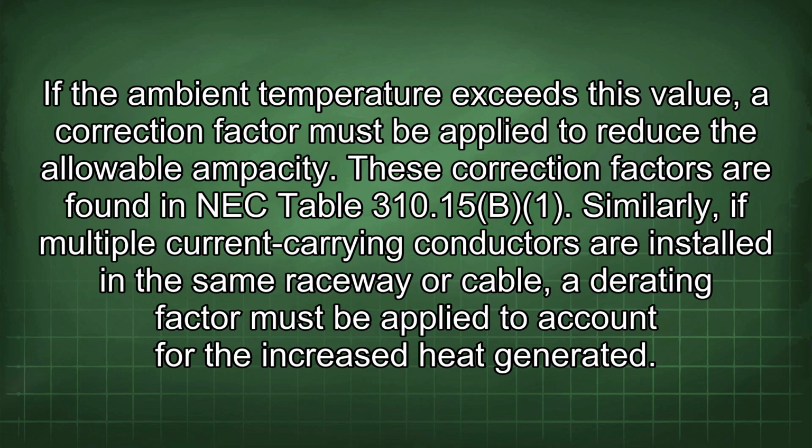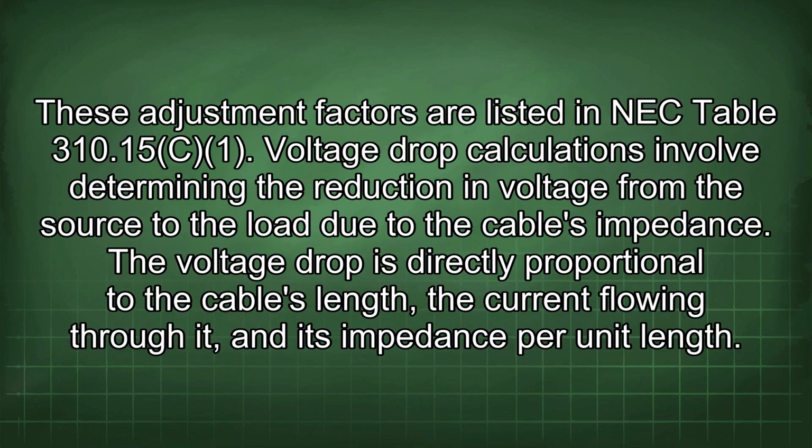These correction factors are found in NEC Table 310.15(B). Similarly, if multiple current-carrying conductors are installed in the same raceway or cable, a derating factor must be applied to account for the increased heat generated. These adjustment factors are listed in NEC Table 310.15.